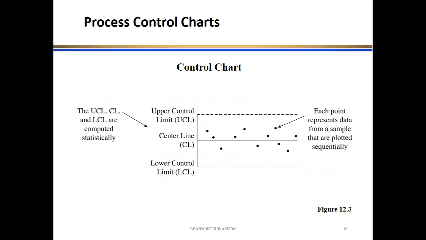You can see here a control chart in figure 12.3. And this shows that it has an upper limit, we call it the upper control limit, and the lower limit, we call it the lower control limit. And we have the center line here as well. We will discuss some control charts in the coming slides, so we will move toward those slides later.